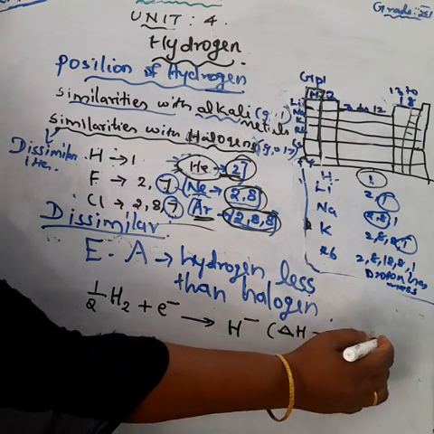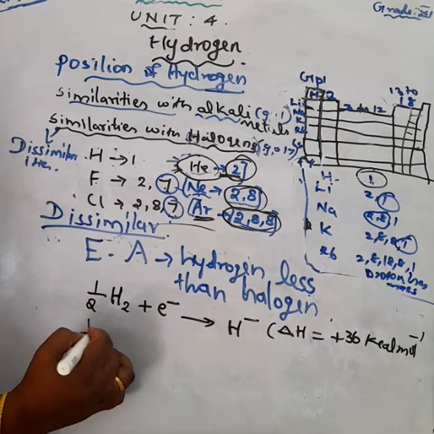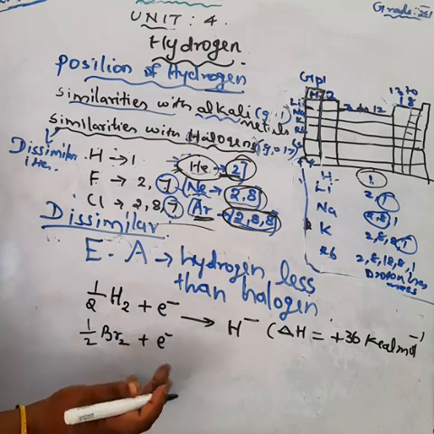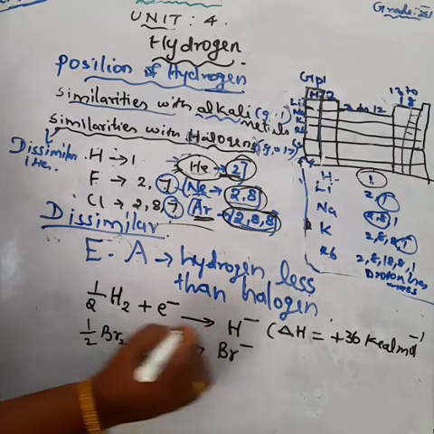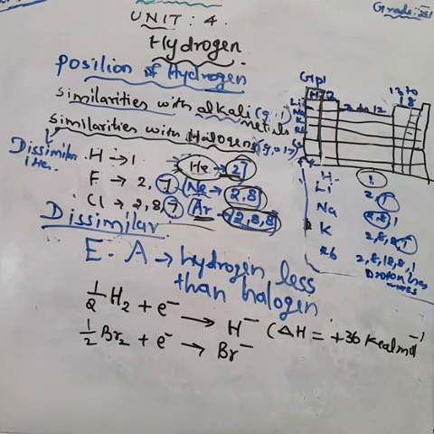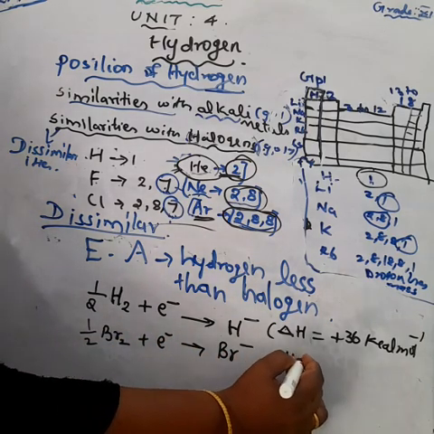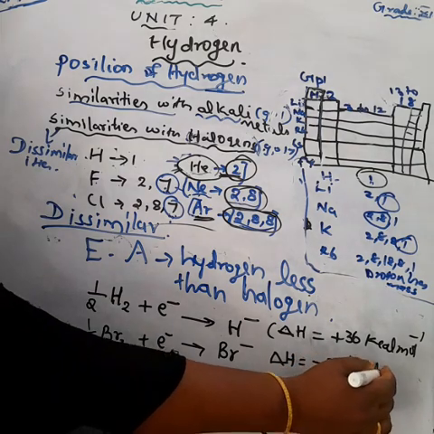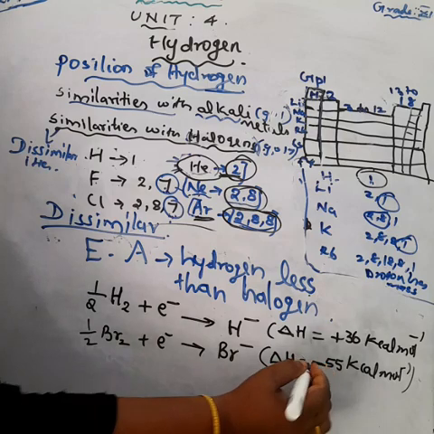Like that, take half molecule of bromine. Bromine, one of the halogens, accepts an electron to form the halide ion, that is the bromide ion. But here the electron affinity value, given by the difference in enthalpy, delta H, is equal to minus 55 kilocalories per mole. Why is it a negative value? Negative value means the reaction is exothermic.